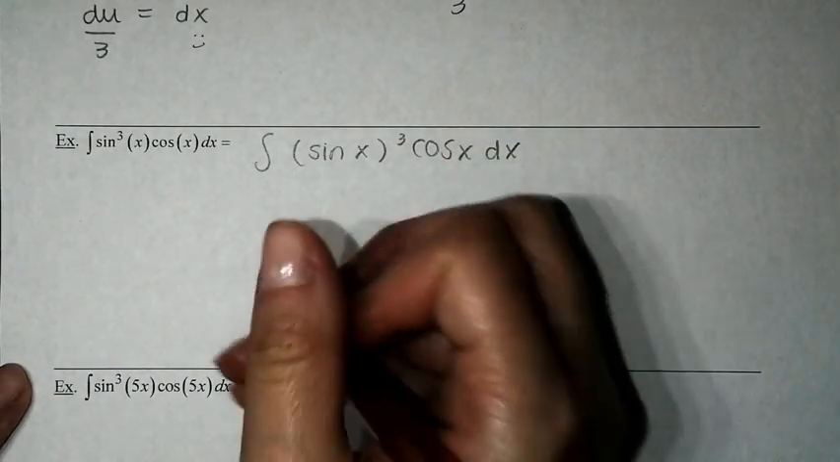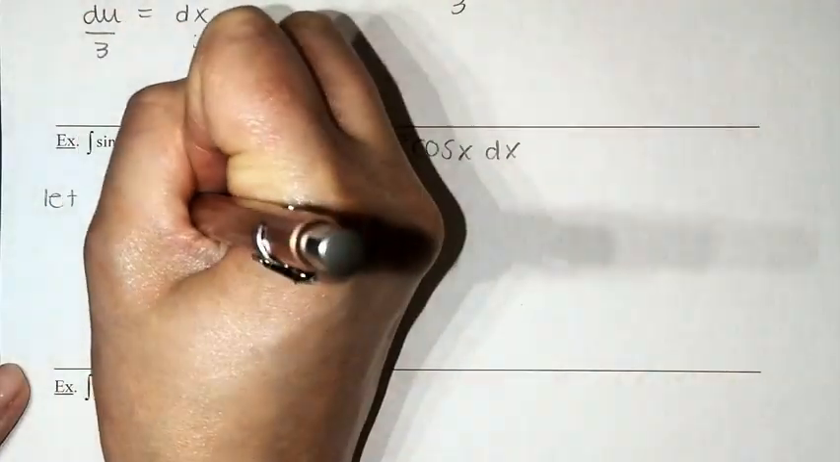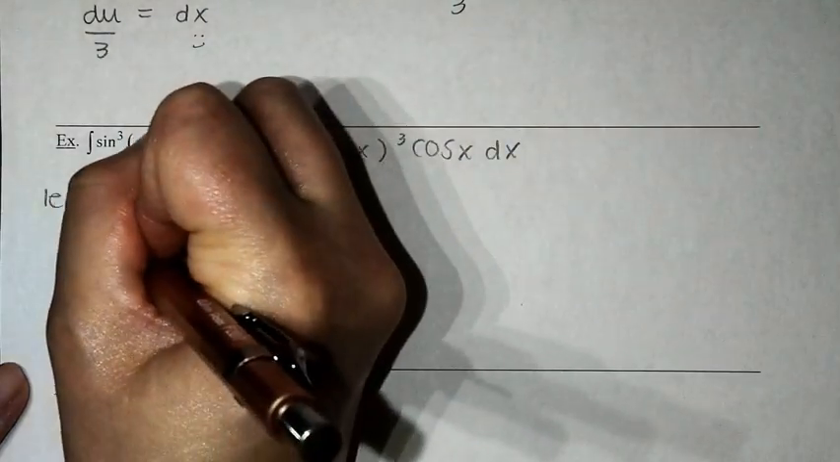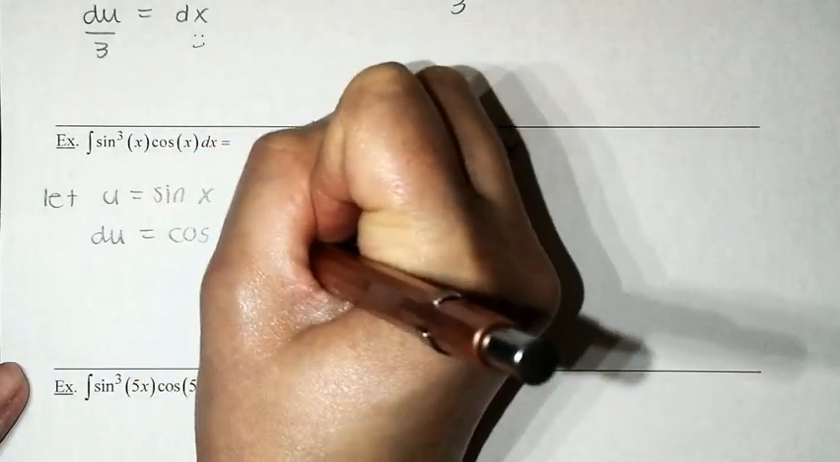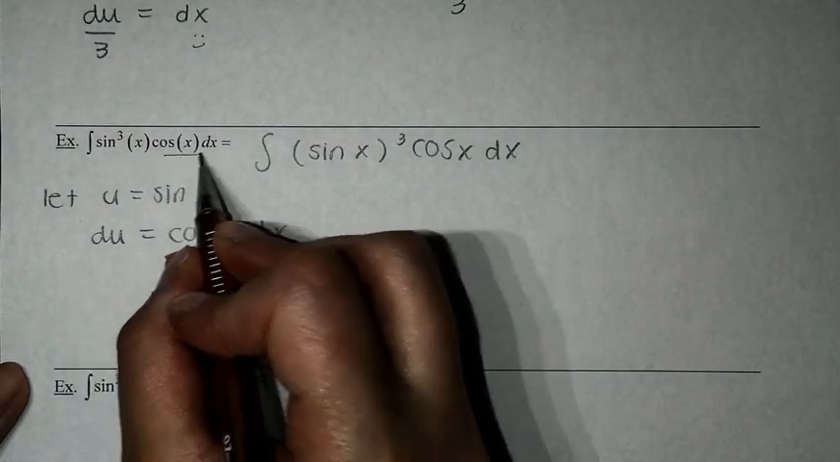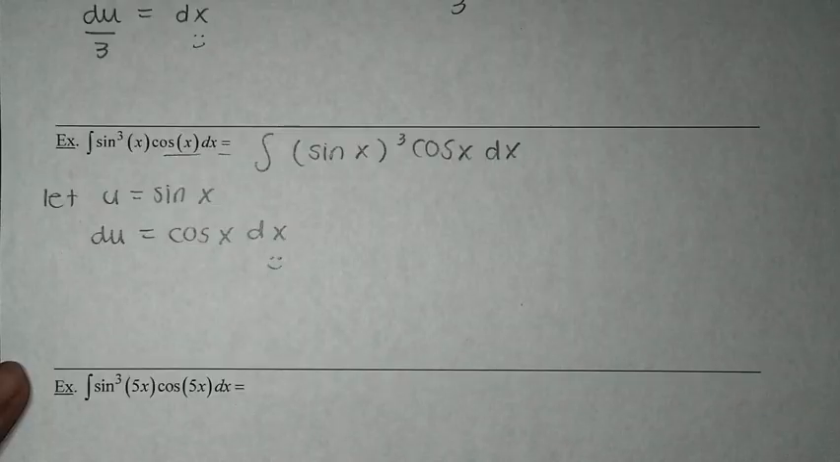So what I'm going to do for this problem is let my u be equal to sine of x. From that you know that the derivative of sine of x is cosine x, and don't forget the dx, which is beautiful. Why? Because you have the cosine and the dx, so we are happy people here. It's exactly as we want.